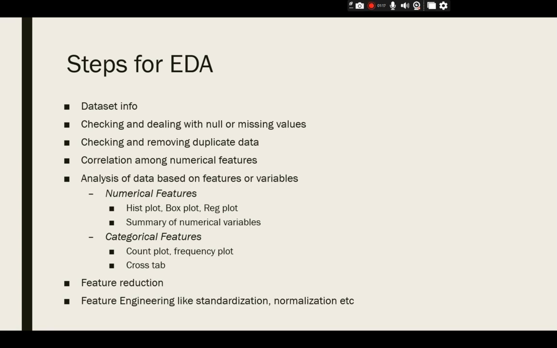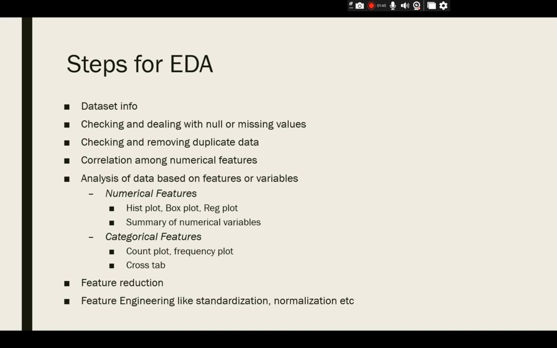For categorical features, we are going to do a count plot to check the bias in the data. We are going to do a frequency plot for each of the categories in the categorical variables, and then a summary of the categorical variables. We are going to do a crosstab to check the correlation between the categorical features. All of these things we will do in the subsequent lectures.